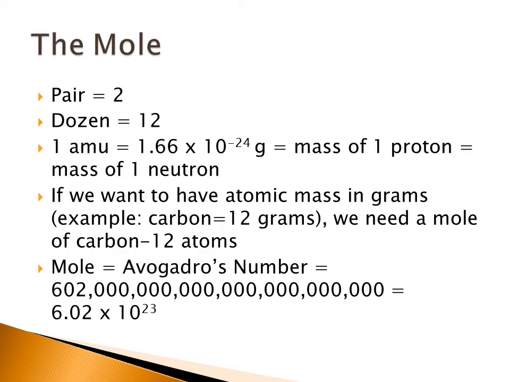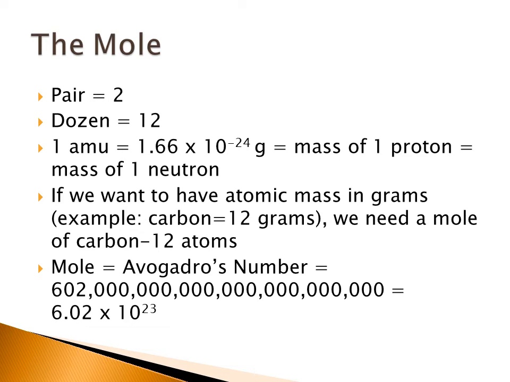Which brings us to the mole. Okay, the mole is just a word that describes a specific number. So if a pair is equal to 2 and a dozen is equal to 12, and we've already used an atomic mass unit to equal the mass of one proton. So 1 AMU is actually equal to 1.66 times 10 to the negative 24th grams. We can also use this number, the mole.